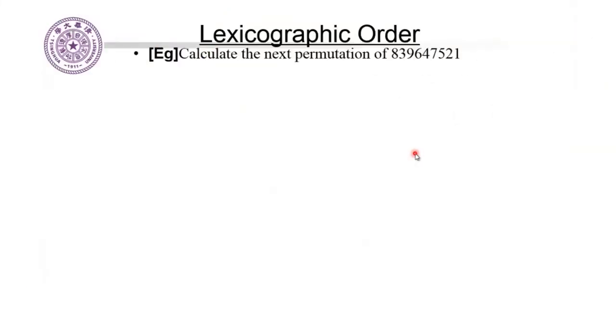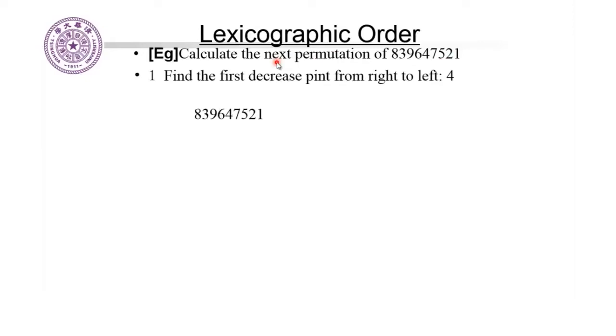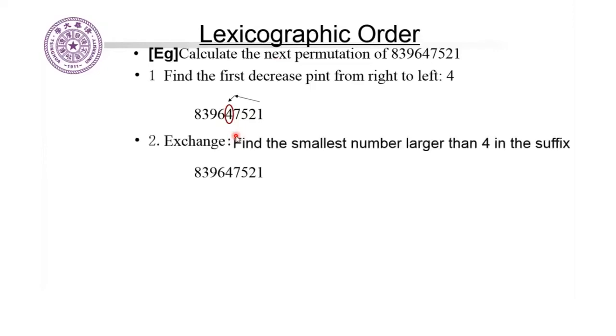Then let's take a string as an example to see how to generate the next permutation in lexicographic order. We use 83964751 as an example. How does lexicographic order work? To find the next permutation, we need to scan from right to left to find the first descending position. Right to left: 1, 5, 7. When we reach 4, it turns from ascending into descending. So here we discover that 4 could be exchanged with another digit on the right to increase the value.